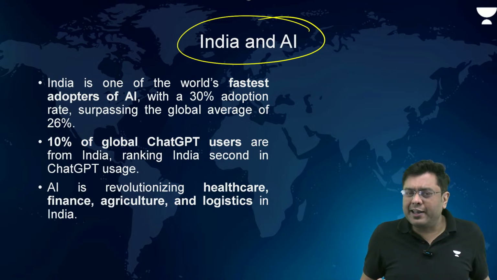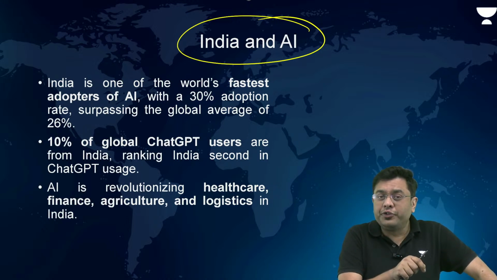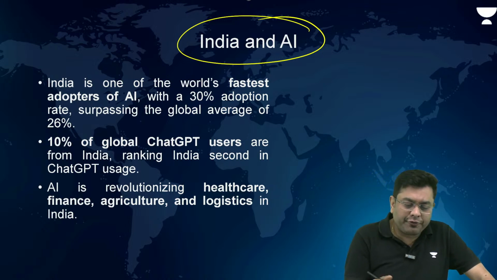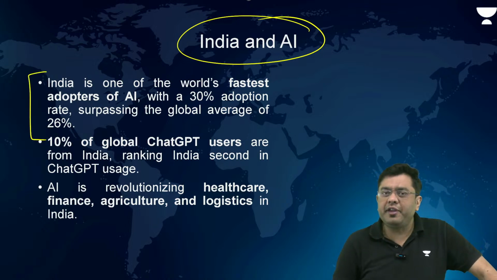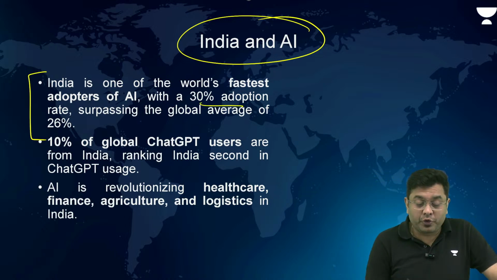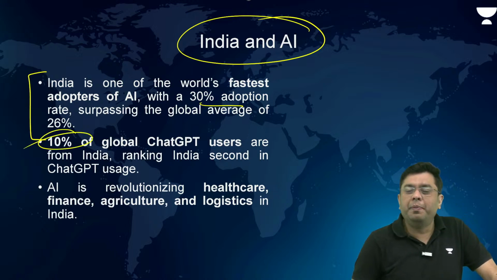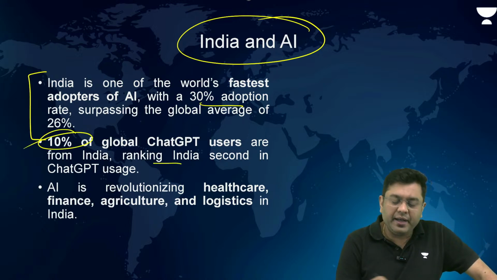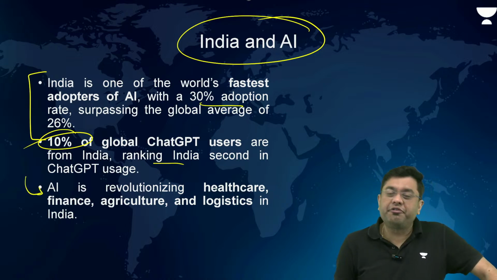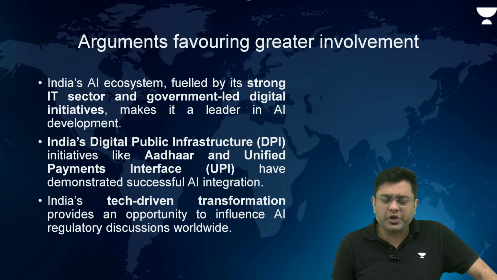So, what are the arguments which tell us that India is one of those nations which promotes AI, which adopts AI? First of all, one of the world's fastest adopters of AI, with a 30% adoption rate, surpassing the global average of 26%. We have a greater adoption rate. 10% of the global ChatGPT users are from India. Think about it. Then AI is revolutionizing healthcare, finance, agriculture, logistics. All the various sectors have seen the penetration of AI.